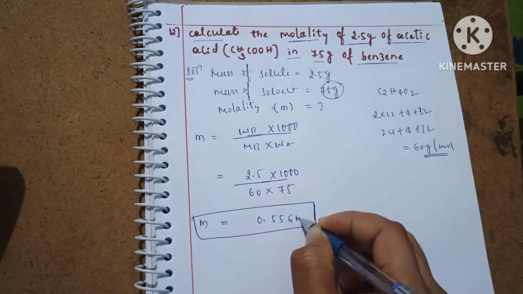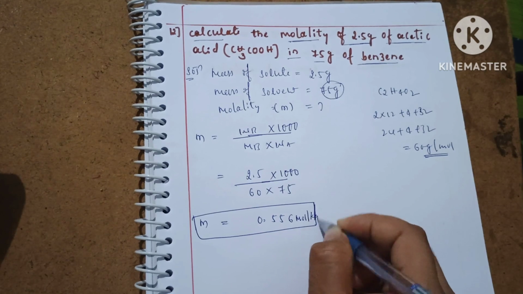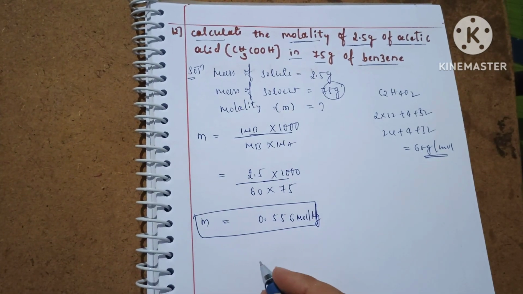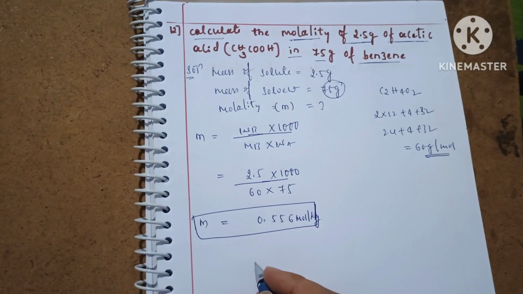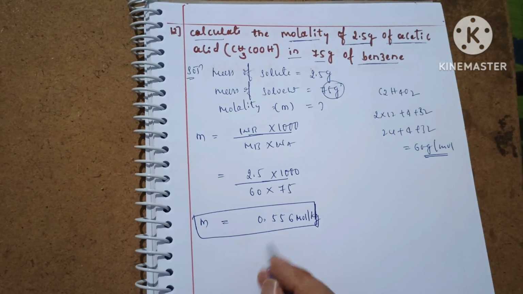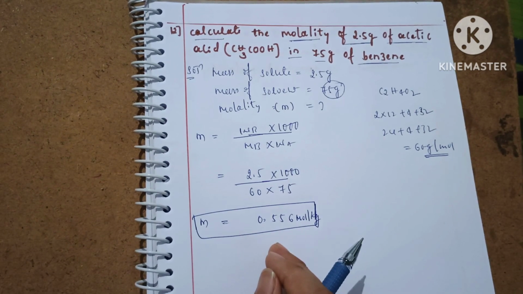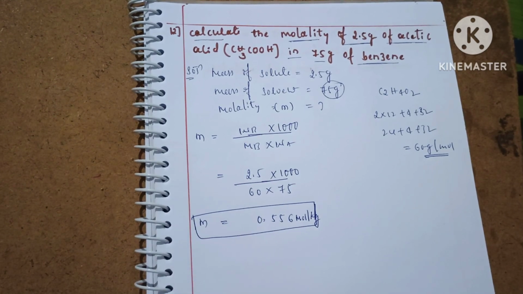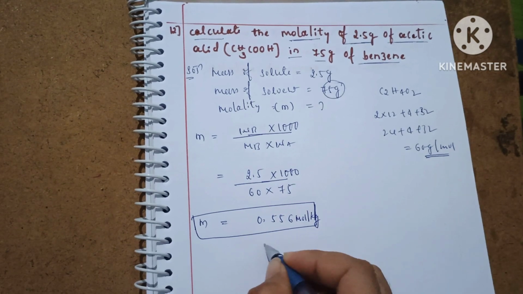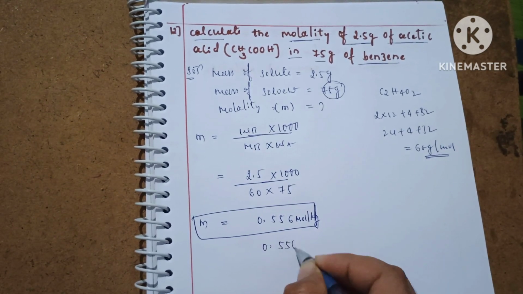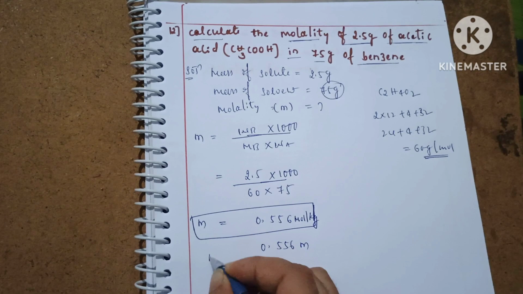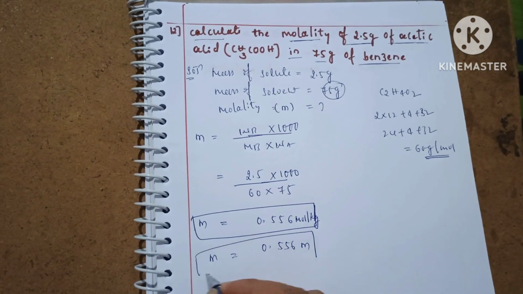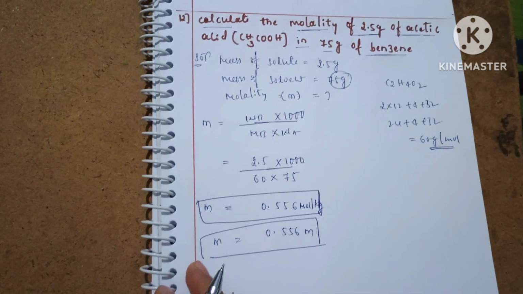So here the unit becomes mole per kg. Why? Because we are calculating the molality. There it was mole per liter, but here it is mole per kg. Why? Because molality depends on mass, so we are taking kg here. Instead of writing mole per kg, we can also write 0.556 small m. Okay, so this is the molality of the solution.